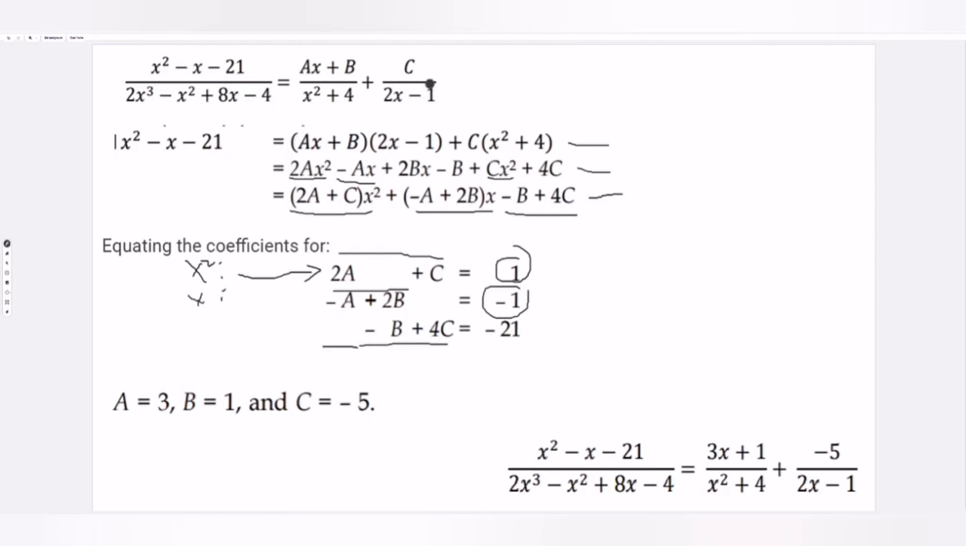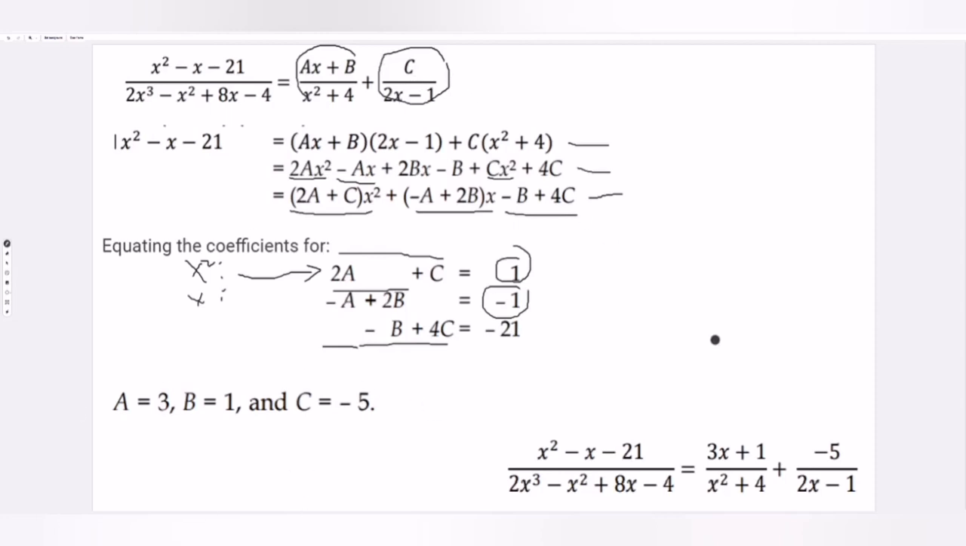Before I forget, in this kind of example, this is a distinct linear factor, and this is a distinct quadratic factor. So again, this is a combination of a distinct linear factor and a distinct quadratic factor. This is our final answer. Just substitute: a is 3, b is 1, c is negative 5.